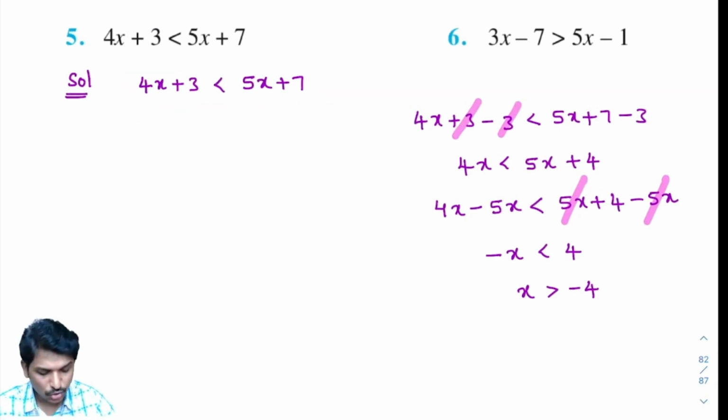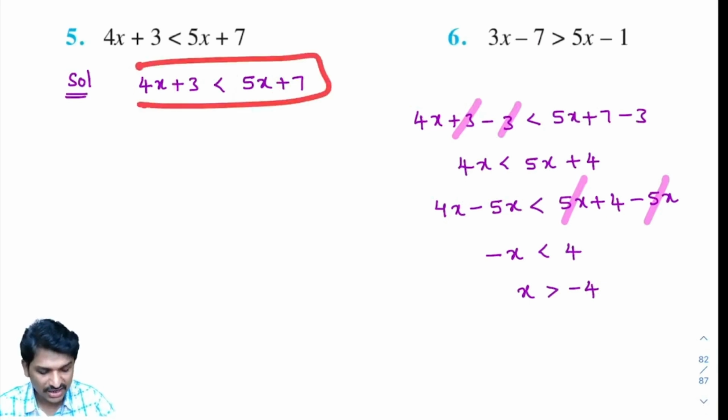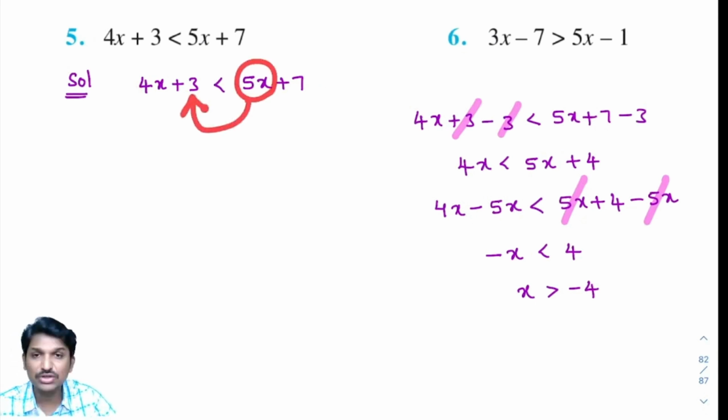Very simple. You write all x terms on one side, and all the remaining terms on the other side. In this inequality, you write all x terms on one side, remaining terms on the other side. Let me check here. Here, my plus 5x is there now. You take plus 5x to the left hand side.